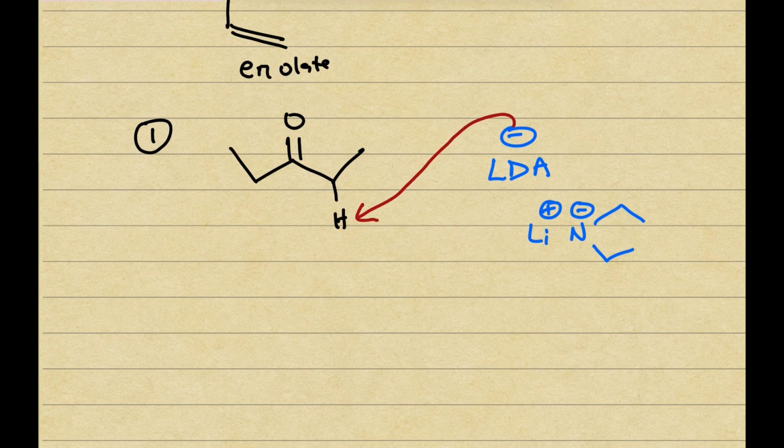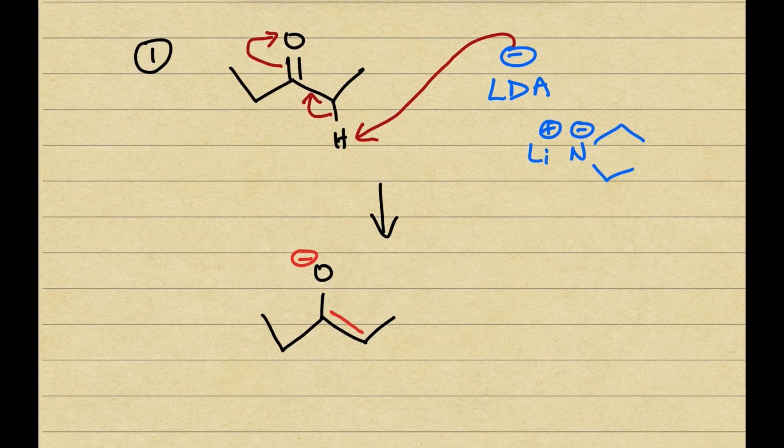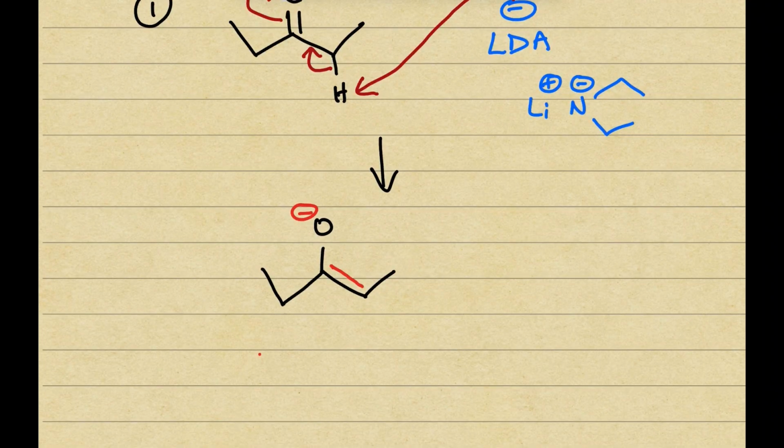So the LDA will pull that proton, and then the bonding electrons will move here to form a double bond, and at the same time the double bond to the carbonyl will move to the oxygen, and that will give you, so now you end up with a minus charge at that position, but here you're going to have a double bond, and that's actually an enolate intermediate.